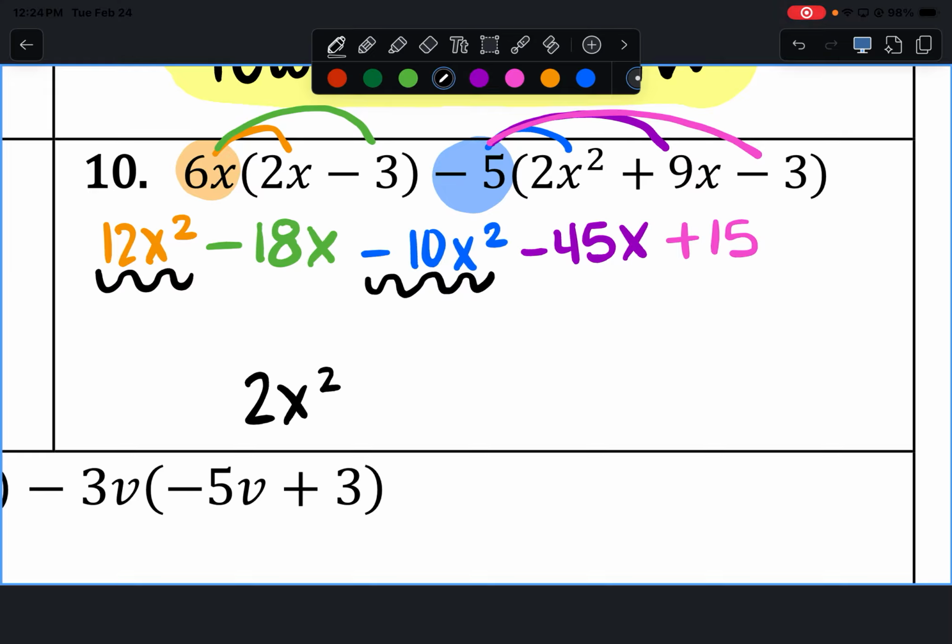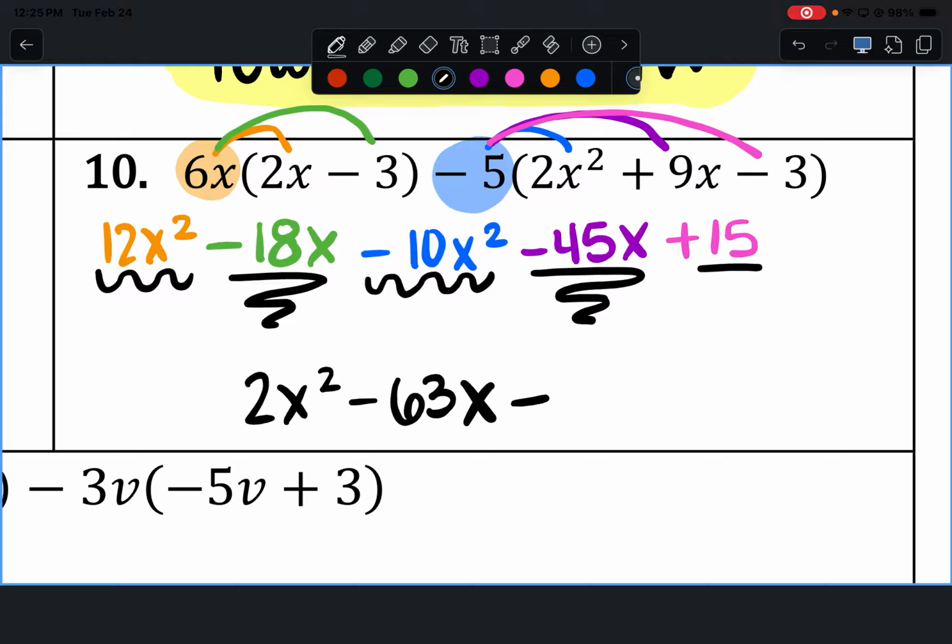2x squared. Okay, what goes next? Does negative 18x have like terms? Negative 45x. So what is negative 18x minus 45x? Negative 63x. And then what goes last? 15. Does 15 have like terms? So we just bring it down. All right, I also want us to do number 12.